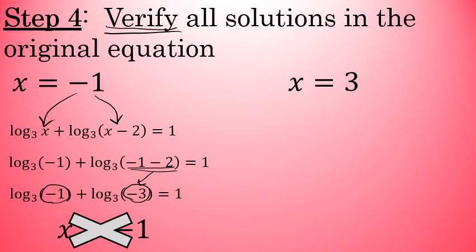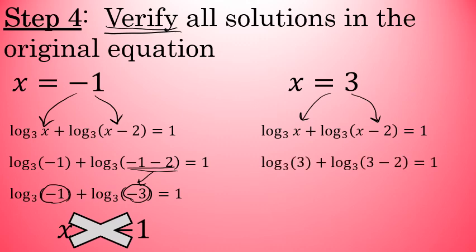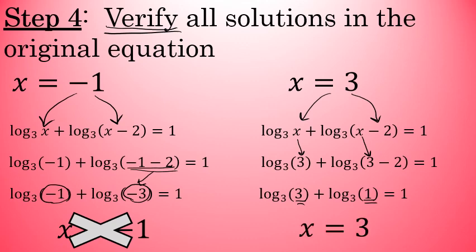How about x equals 3? Well, we're going to do the same thing. We're going to substitute a 3 in for x and make sure that we don't have the log of a negative number. If we do, we would have to say that x equals 3 is not a solution either. Let's see what happens. Well, when you substitute a 3 in for both occurrences of x and simplify, we get the log base 3 of 3 and the log base 3 of 1, both of which are defined. That verifies that x equals 3 is in fact a solution.